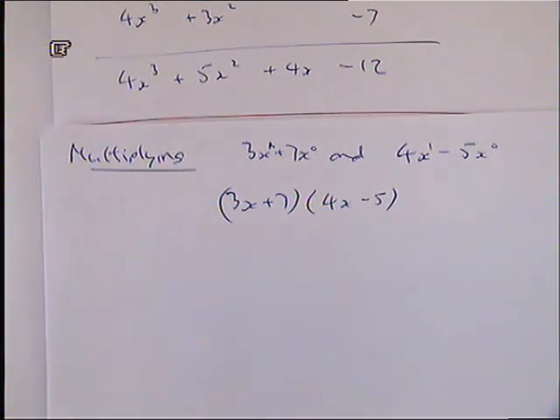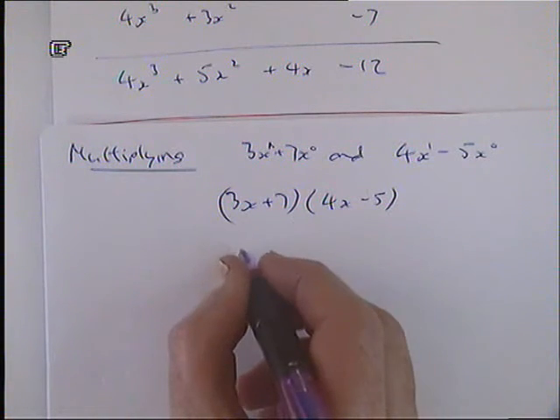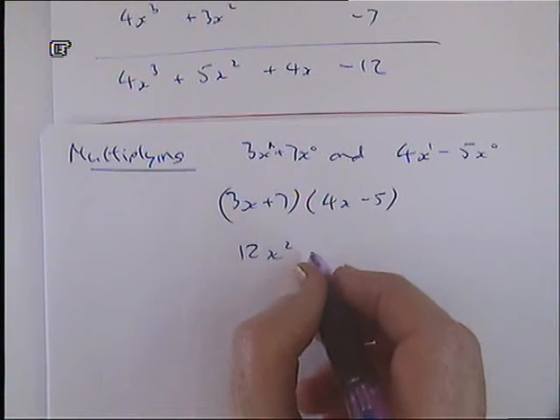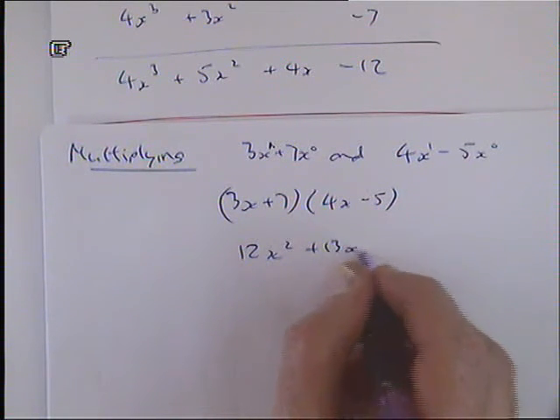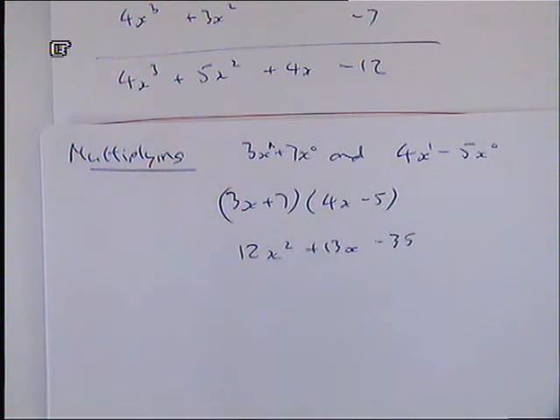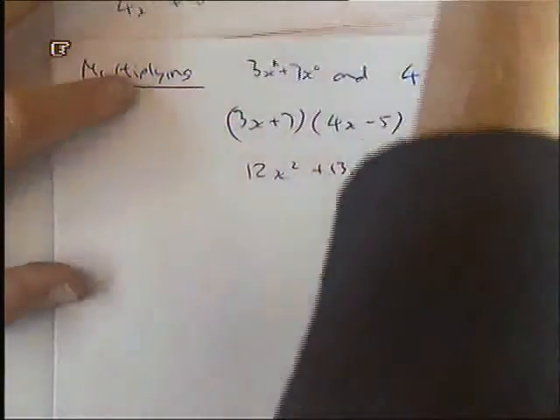So, if we multiply that together, can anybody tell me what they get? Anyone done that already? Go on. 12x squared plus 13x, which came from 28 minus 15, and then minus 35. Yeah. Okay, and what order is that one? Order 2, okay.